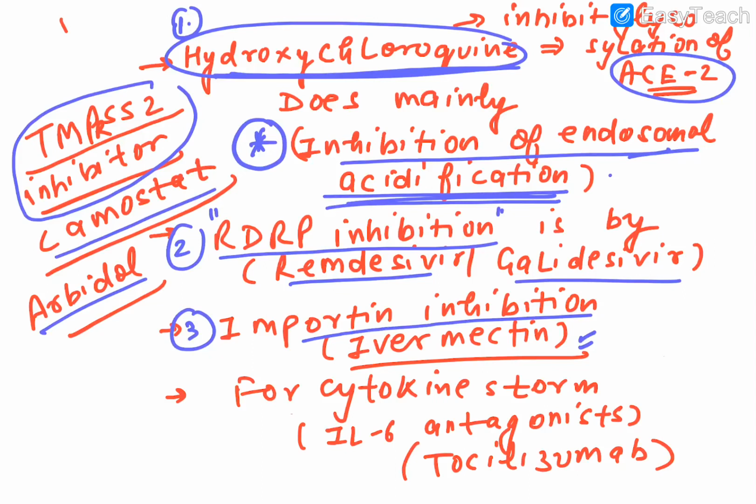And for the cytokine storm, you need to give some antagonist of interleukin-6 and all, and one of them is tocilizumab. These are the various drugs which help to prevent this cytokine storm. And that is tocilizumab. So tocilizumab is for the cytokine storm.